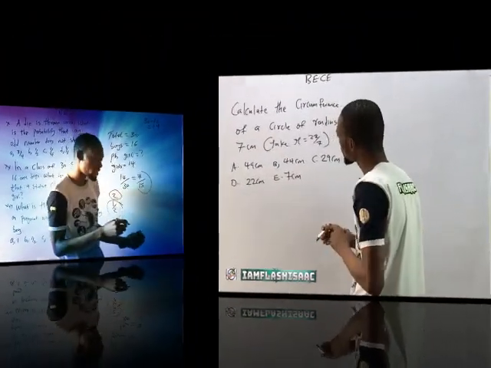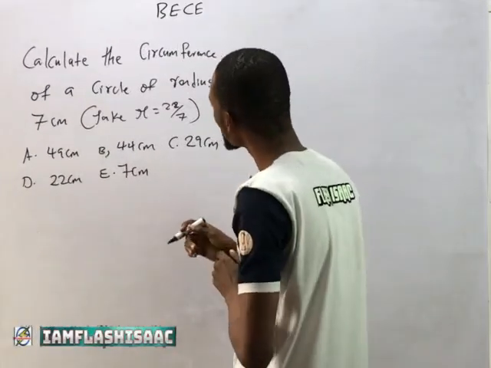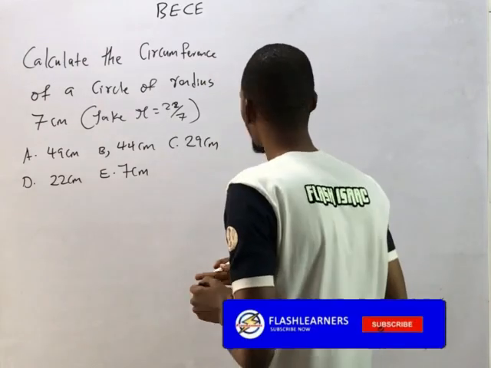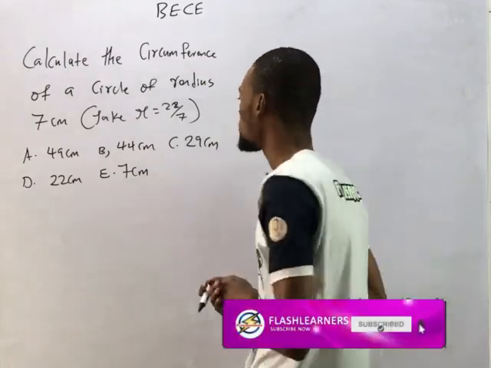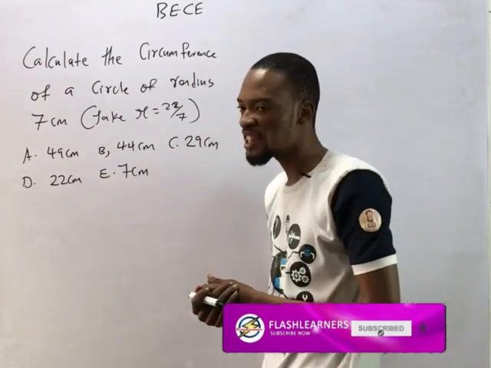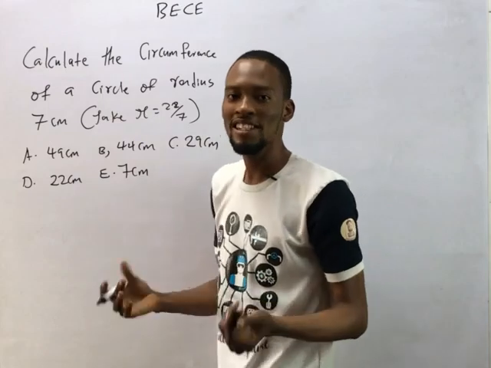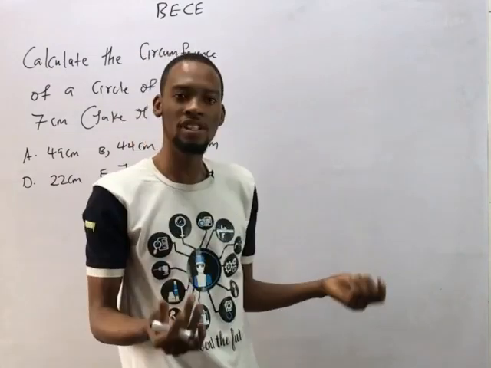Take pi to be 22 over 7. A, 49 cm. B, 44 cm. C, 29 cm. D, 22 cm. And E, 7 cm. Now this question is pretty simple.